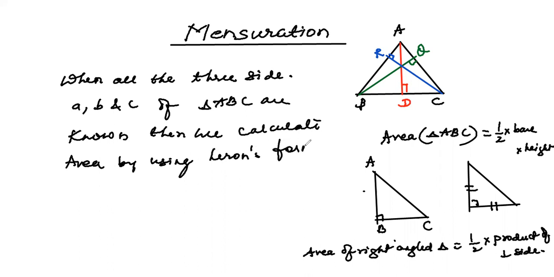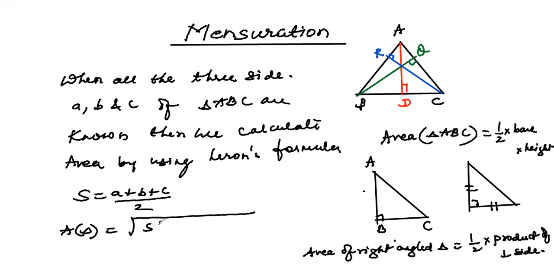In Heron's formula, first you should find S, the semi-perimeter, by adding all three sides, the perimeter, divided by 2. Then the area of the triangle is the root of S into S minus the first side into S minus the second side into S minus the third side. Using this formula also, I can find the area of a triangle. This formula is called Heron's formula.